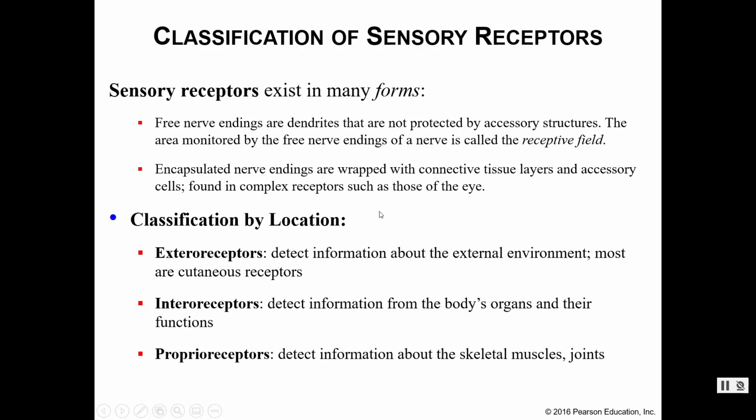We can also classify your sensory receptors based on location. We have exteroreceptors, interoreceptors, and proprioceptors. Exteroreceptors are going to detect information from your external environment, for example, most all of your cutaneous receptors. Then you have interoreceptors, which detect information in the internal environment, so from your organs. And then we have proprioceptors. These detect information about your skeletal muscles and your joints. So this helps us determine limb position and helps with our balance and things like that.